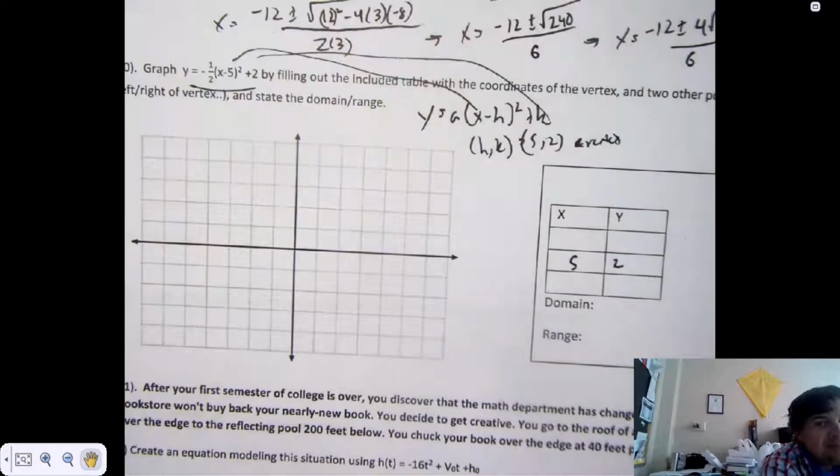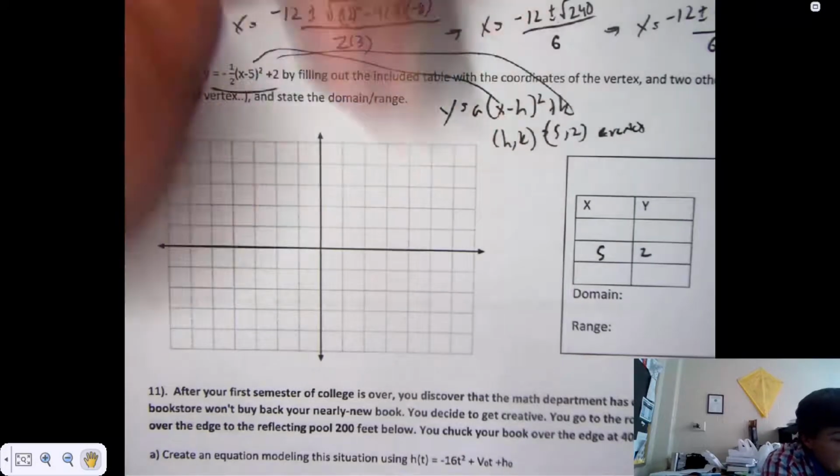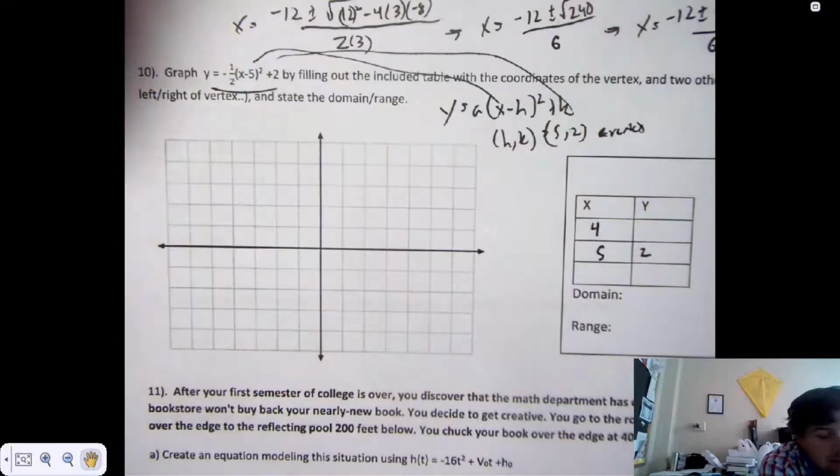Now, vertex is the middle of a parabola. So I'm going to put those coordinates in the middle of my table. And the way I've been training you all this year is to count one to the left and count one to the right.